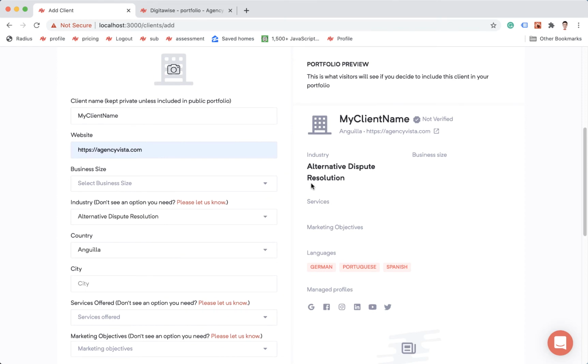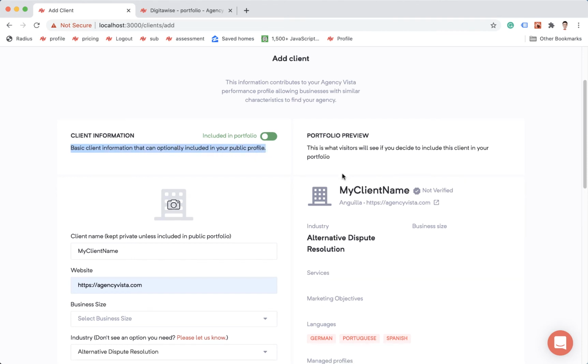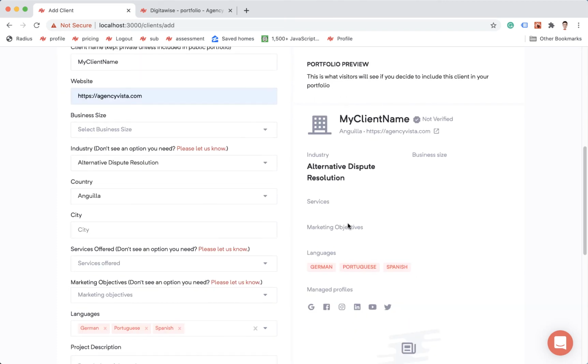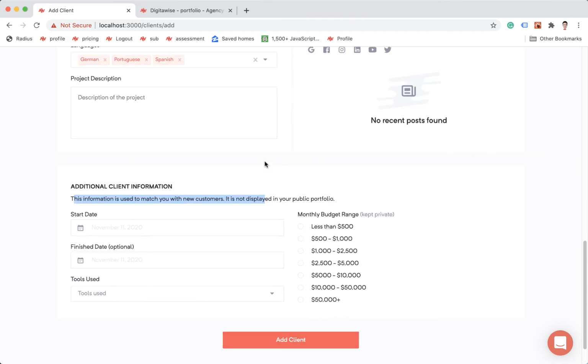And what we're trying to say here is, client information included in portfolio, basic client information that can optionally be included in portfolio. This is the preview of that. So these two sections are related. One is the preview, and this section at the bottom, additional client information, is used to match you. It's not displayed in your client portfolio.